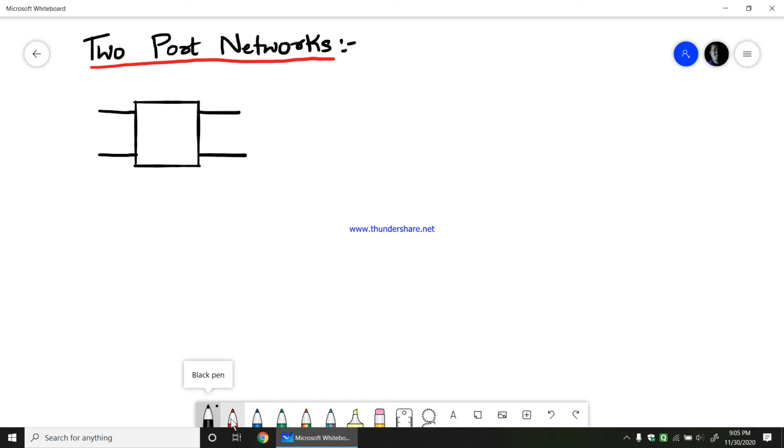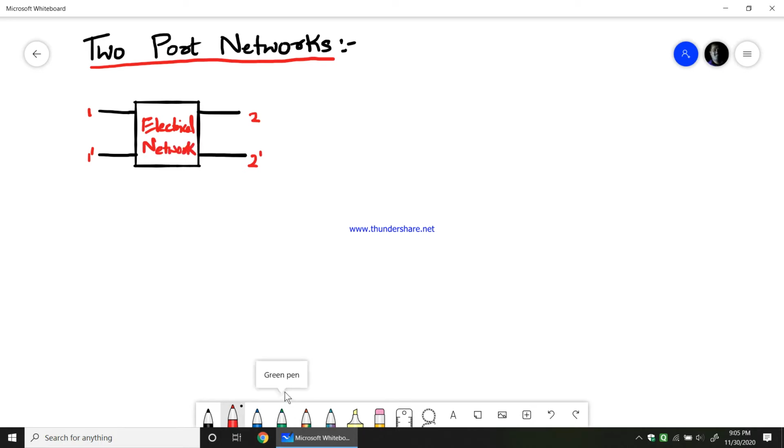Here, this is normally called port 1 and 1 dash, and this is called port 2 and 2 dash, and this would be the network. An electrical network with two terminals is normally called a two-port network.